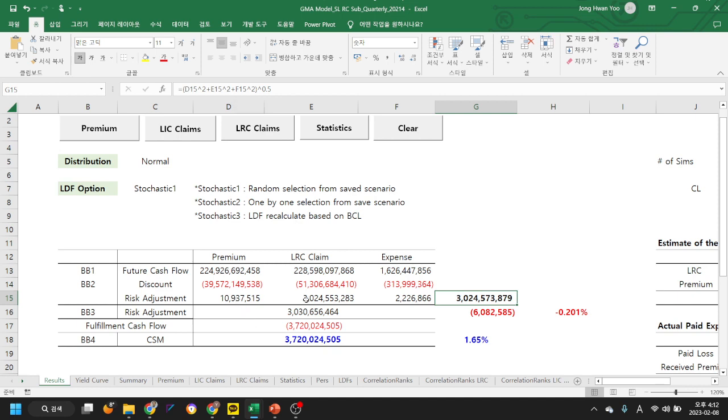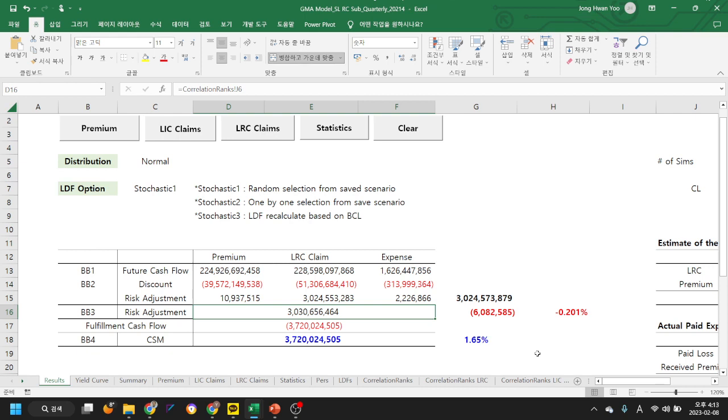As you see, each one is squared, we sum those up and take the square root of it. That is 3.024 billion. And this one is different because the standard says when you come up with all the different pieces of cash flows, you also have to consider the correlation. So that is a diversification benefit, and you can interpret it that way.